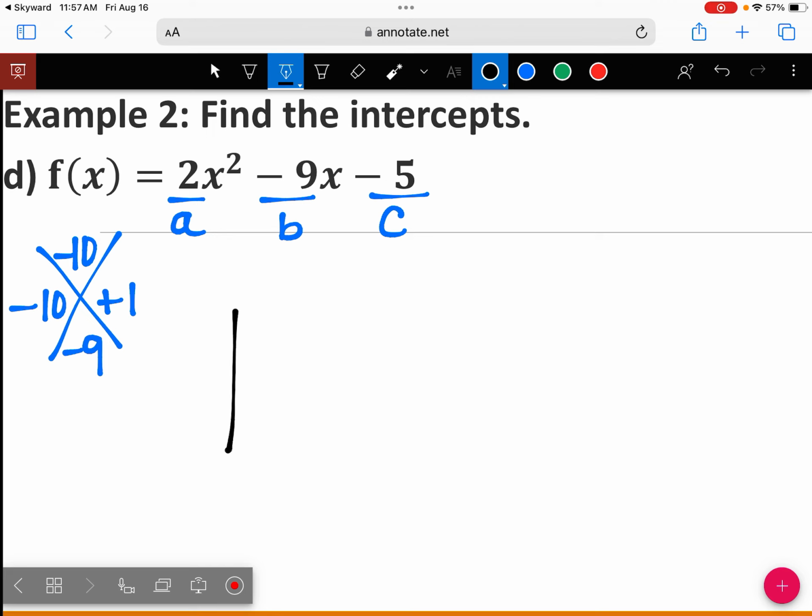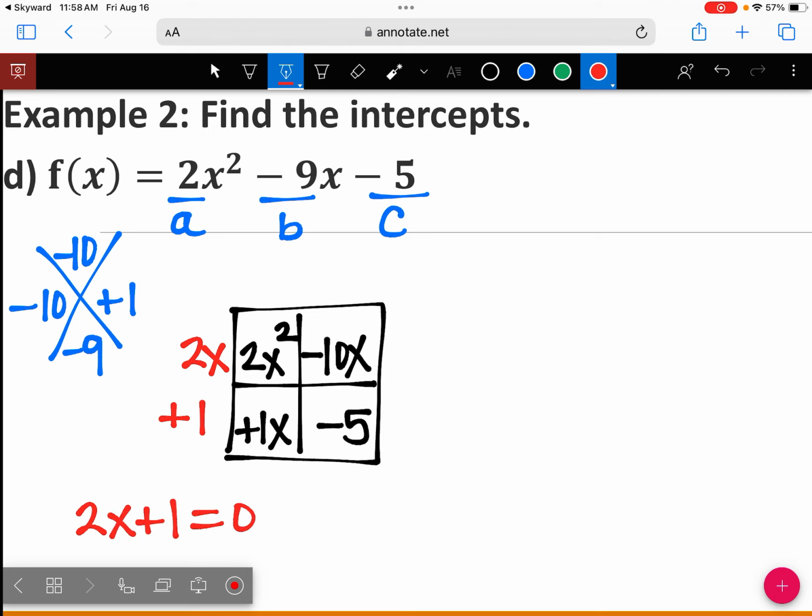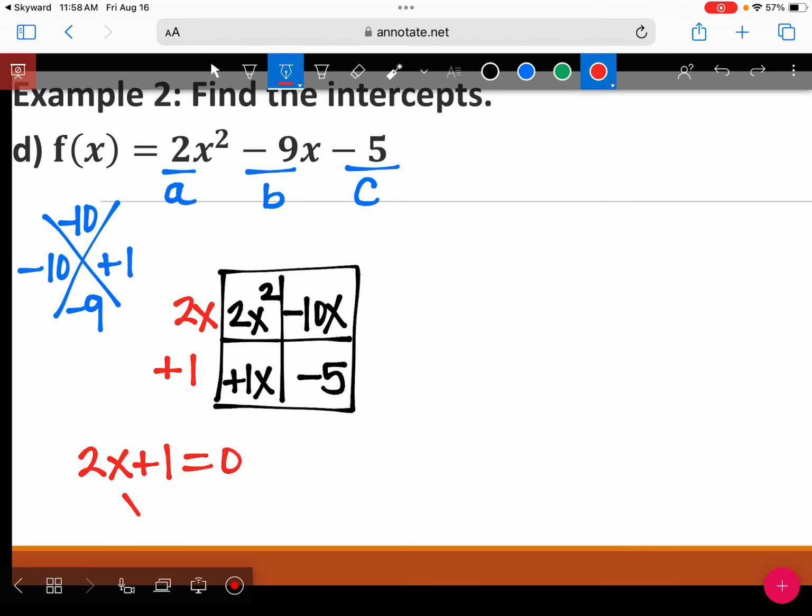So we're going to make our box. Just like so. The 2x squared goes here. The -5 goes here. We're going to put our -10x and our +1x. Take out our GCFs. What would be my GCF, the greatest common factor for these two squares? 2 and 2 and so we got a 2x. And then what am I taking out of this bottom row? A 1. Who agrees that it's 1? 1 is the only number that goes into 1 and 5. Is it going to be a positive 1 or a negative 1? Positive. So let's set that equal to 0. And you get x equals negative 1/2. That's your first x-intercept.